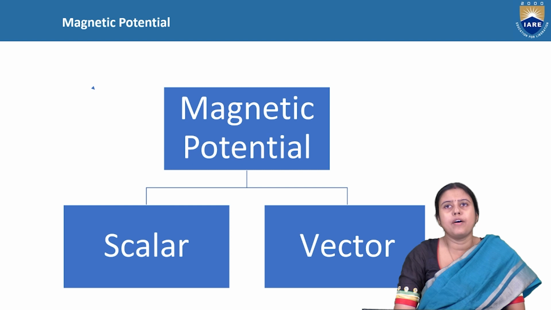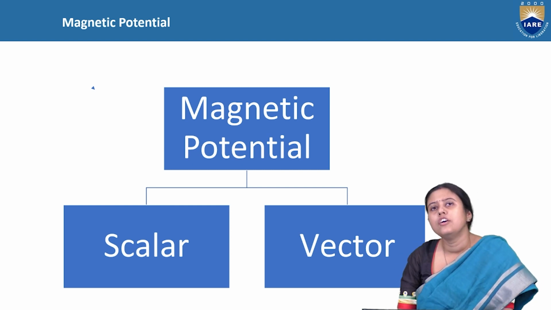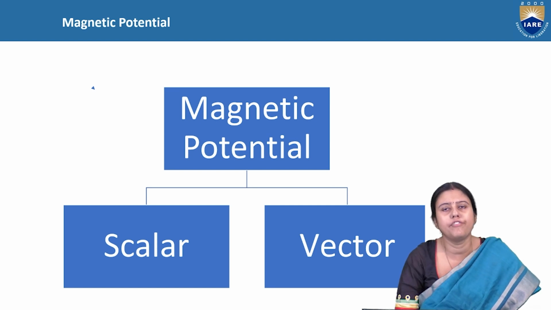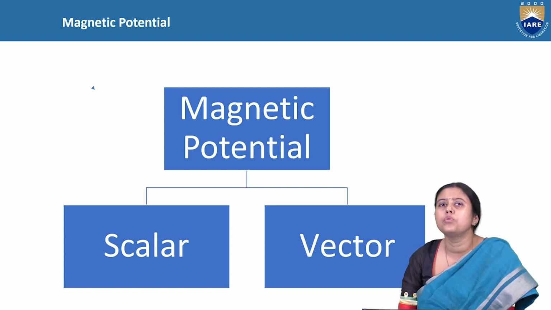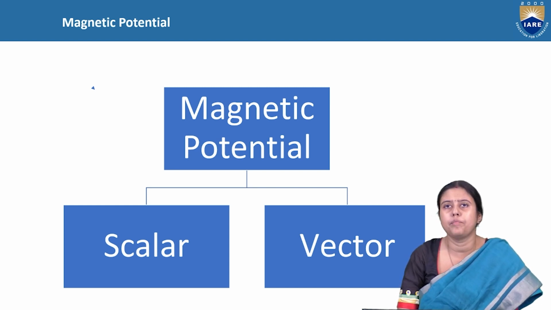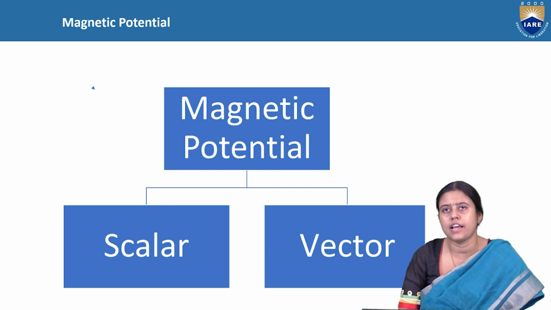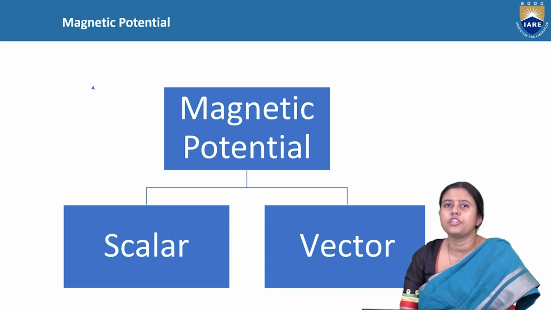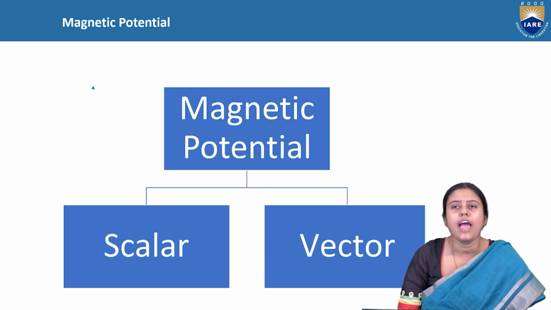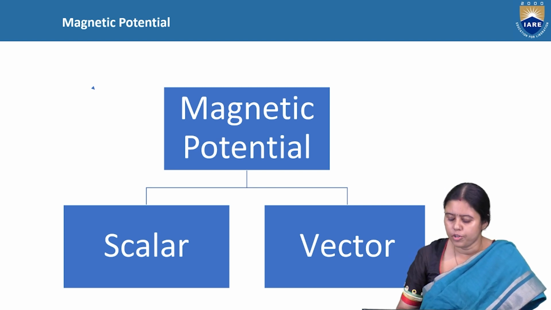Next, we will discuss the magnetic potential. Similarly to the electrical potential, the magnetic potential can be defined as the work done to bring one unit north pole, in the place of unit positive charge, from one place to another place, from one side to another side. That is the magnetic potential. So magnetic potential can be defined in two parts: one is the scalar potential, another one is the vector potential.